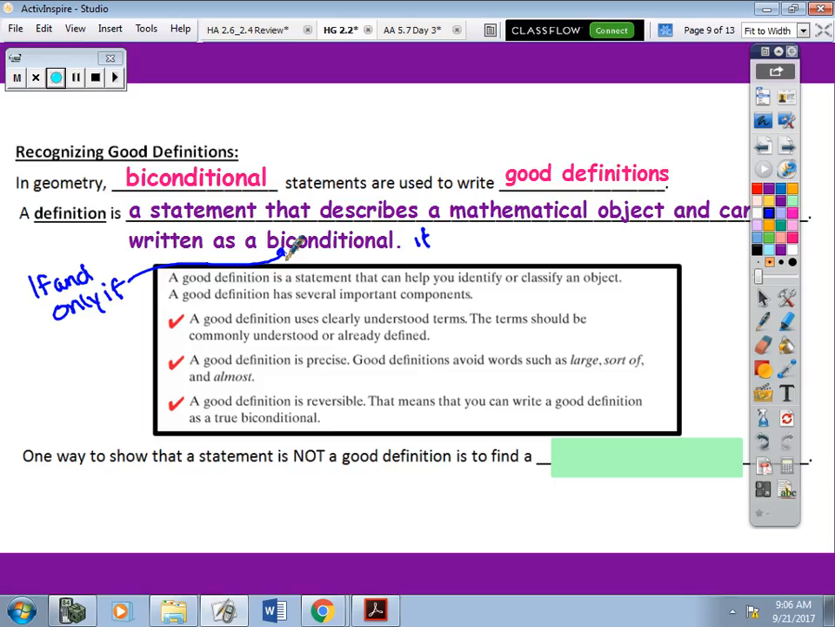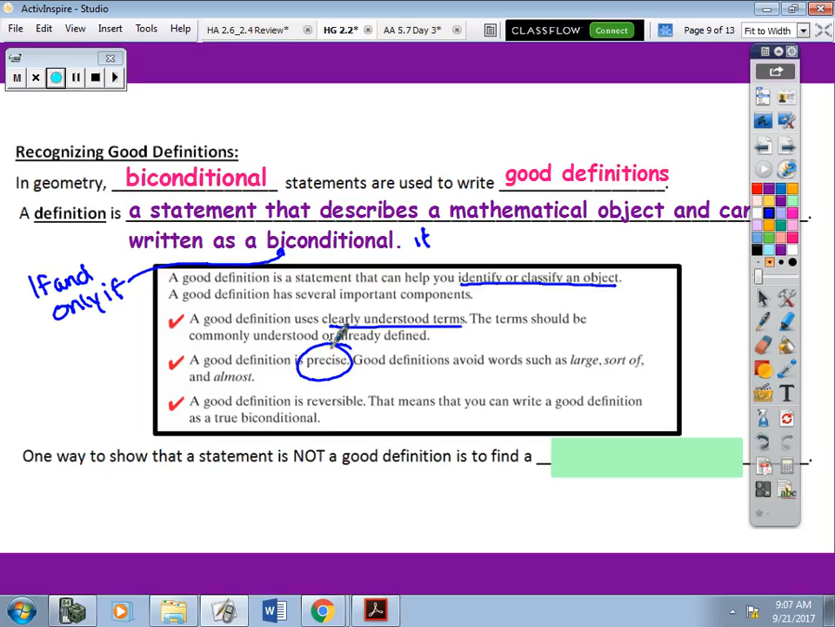Some of the questions you'll see in your homework will say, is this a good definition or not? The easiest way to test if something is a good definition is to write it as a conditional, write the converse, and make sure that they're both true, that you can read it both directions. Now, a good definition should help you to identify or classify an object. A good definition also should use clearly understood, or commonly understood, terms. It needs to be precise.